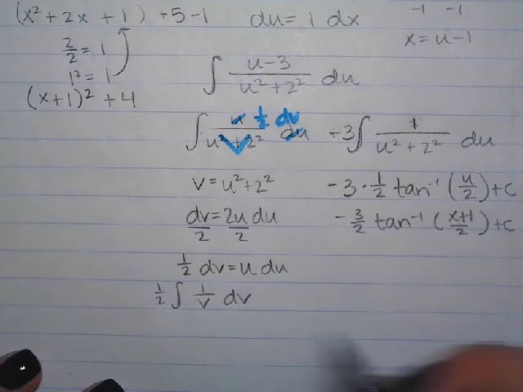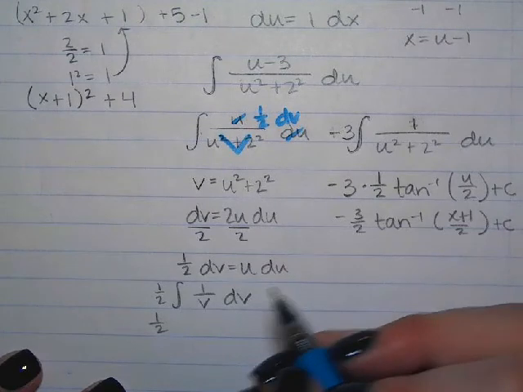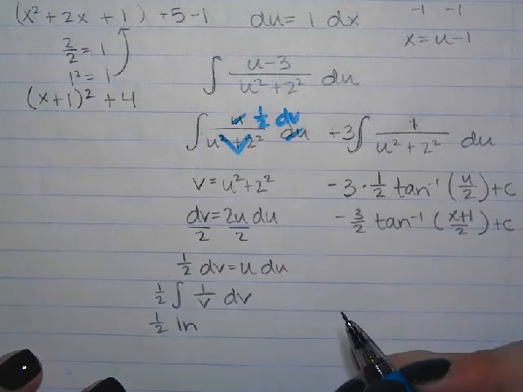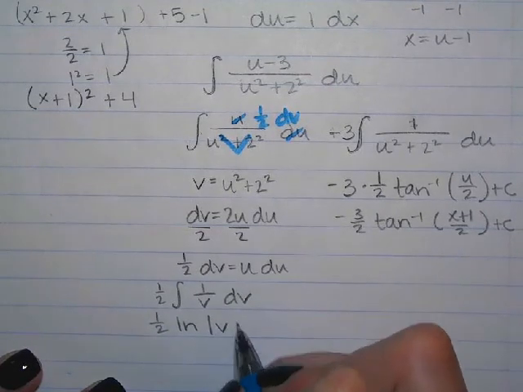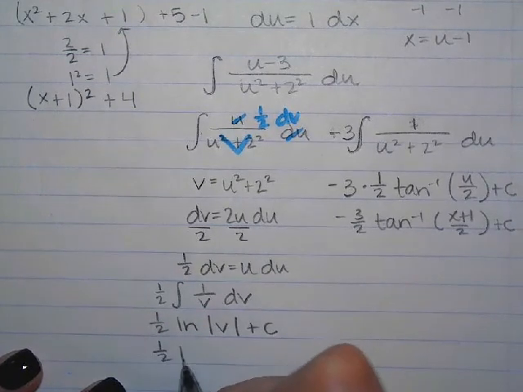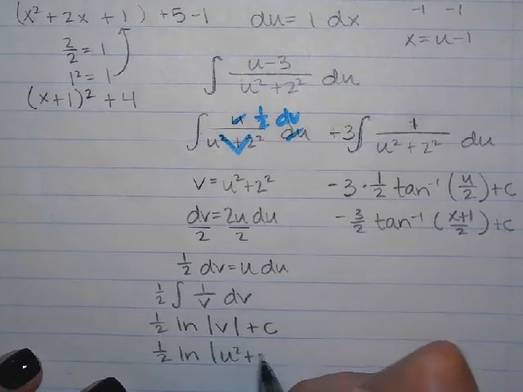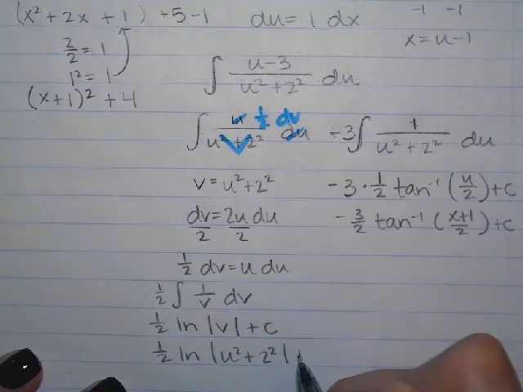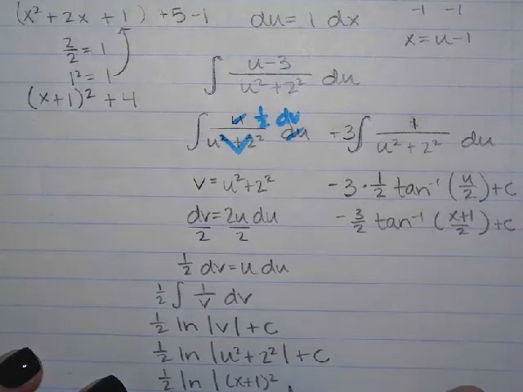Okay. So we have 1/2 times ln, right? Because that's 1/V, so we know that from yesterday, ln of the absolute value of V plus C. But we take the V out and we replace it with U squared plus 2 squared, but we take the U out and we replace it with X minus 1. X plus 1 squared plus 4.